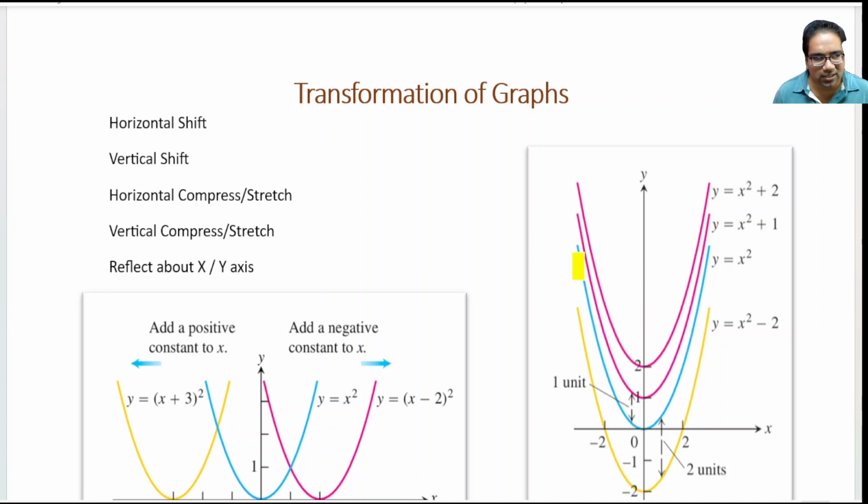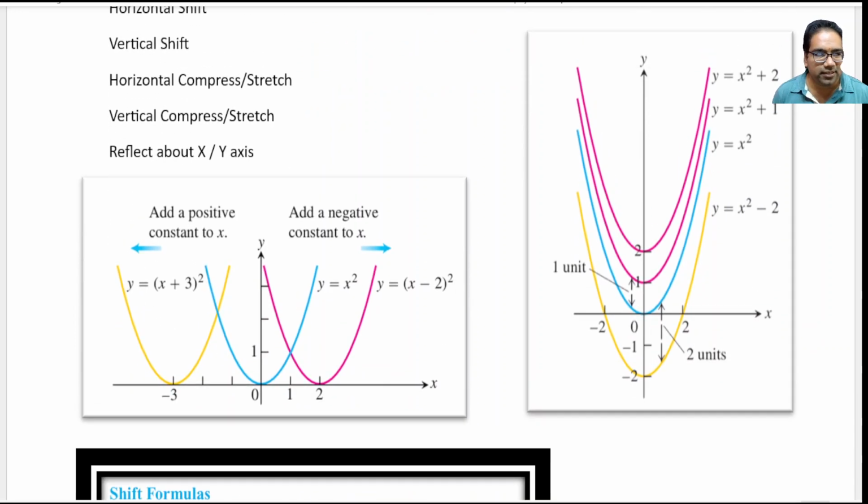Similarly, horizontal shifting. Let us take the same graph again. y equal to x square. Let us take this graph again. y equal to x square. Now, shifting it to the right side. If you do x minus 2 whole square instead of x square, if you replace x with x minus 2, then what will happen? This graph shifts 2 units to the right side.